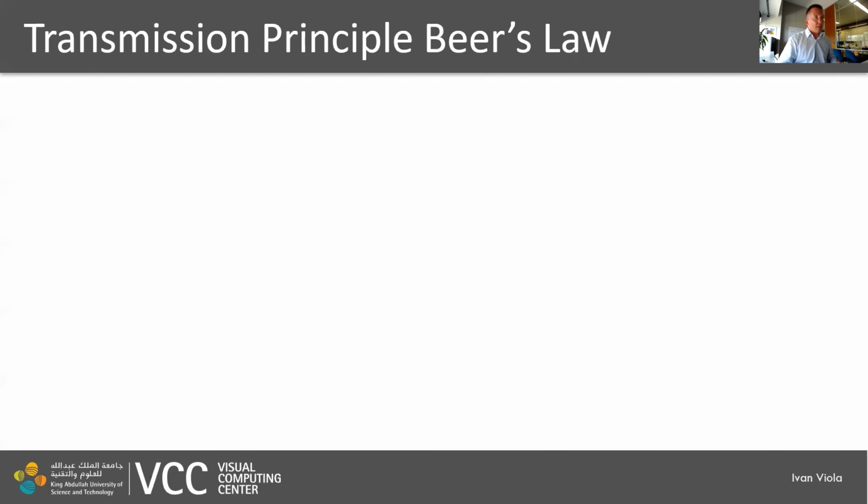Now I will describe Beer's law, which is used in tomographic reconstruction, but which is perhaps a simplification of the case for electron microscopy. But it will serve the purpose of understanding how the attenuation of our signal through the transmission electron microscopy process is done.